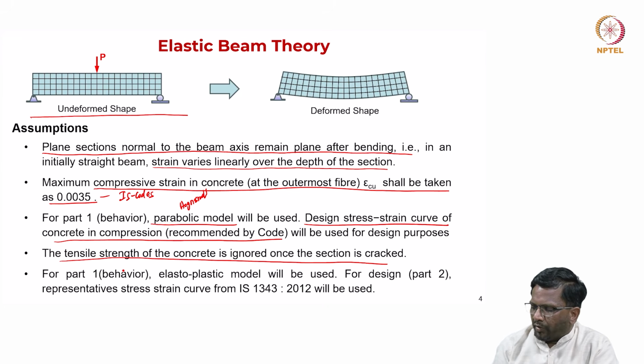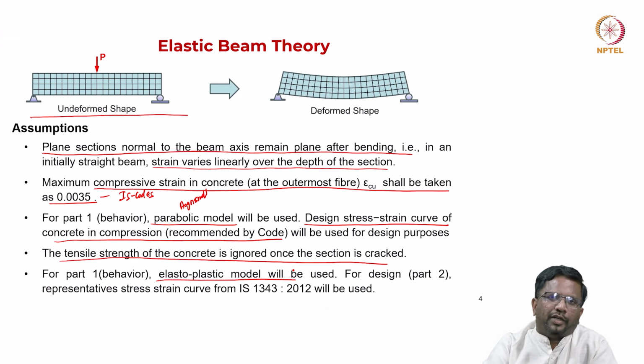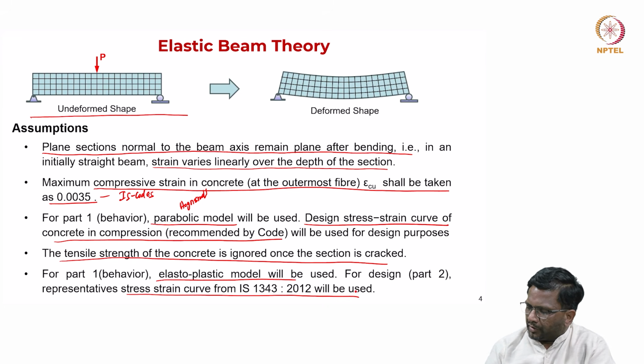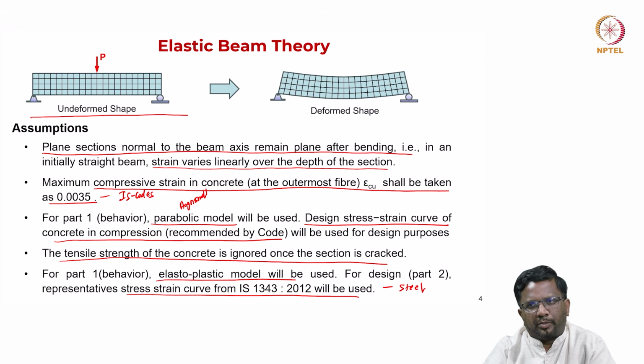Now again, for part 1 behavior, we are going to use elastic plastic or elastic bilinear stress strain curves for steel, and for design the representative stress strain curves from IS-13 will be useful. This is for steel. For both non-prestressed steel as well as prestressed steel, we are going to use a bilinear model. It could be elastic plastic or elastic with linear hardening behavior. These two curves we will be using for design purposes.